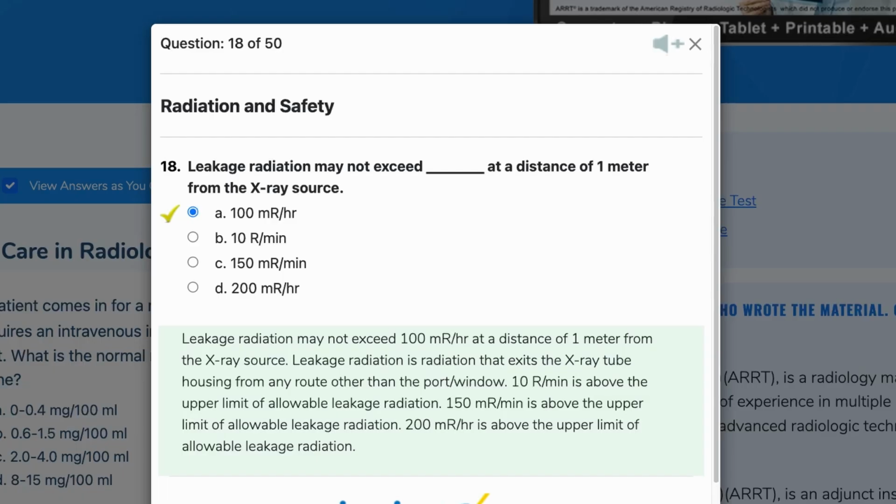Leakage radiation may not exceed 100 milliroentgens per hour at a distance of 1 meter from the X-ray source. Leakage radiation is radiation that exits the X-ray tube housing from any route other than the port and/or window. 10 roentgens per minute is above the upper limit of allowable leakage radiation. 150 milliroentgens per minute is above the upper limit of allowable leakage radiation. 200 milliroentgens per hour is above the upper limit of allowable leakage radiation.